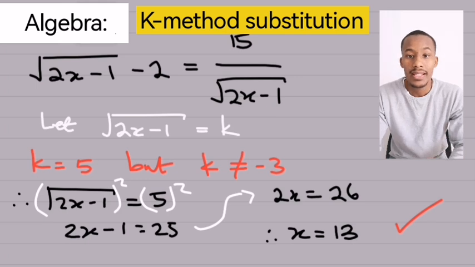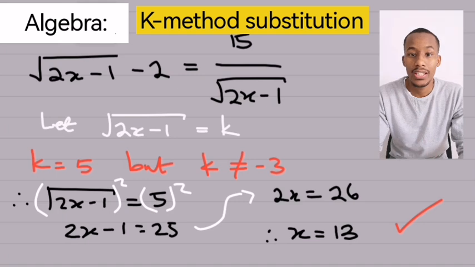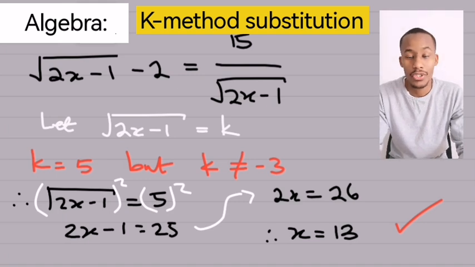Now remember this, k substitution is not a necessity. It's just something we use to make an equation look simpler than what it actually is. And once you've reduced the equation to a simpler form, you can then replace k with what it originally was and solve for the initial variable, which in this case was x.